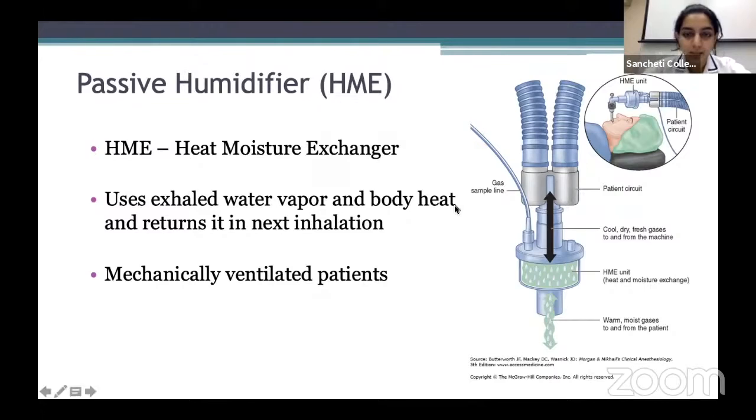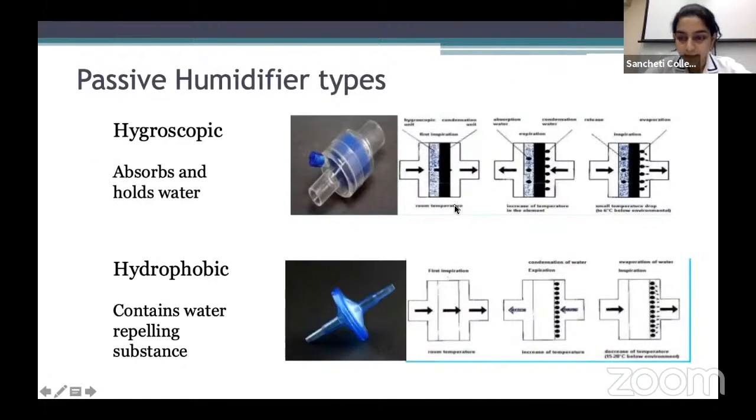Okay. Then there are different types. I'm not going into too much detail of what exactly these are and the mechanism. I'll just briefly explain it so that you are aware that such types exist. In passive humidifiers, you have two basic types, hygroscopic type and hydrophobic type. The terms can be a little bit confusing. Let's understand what they mean. In the hygroscopic type of HME or passive humidifier, it will absorb and hold on to the water and then give it in the next breath.